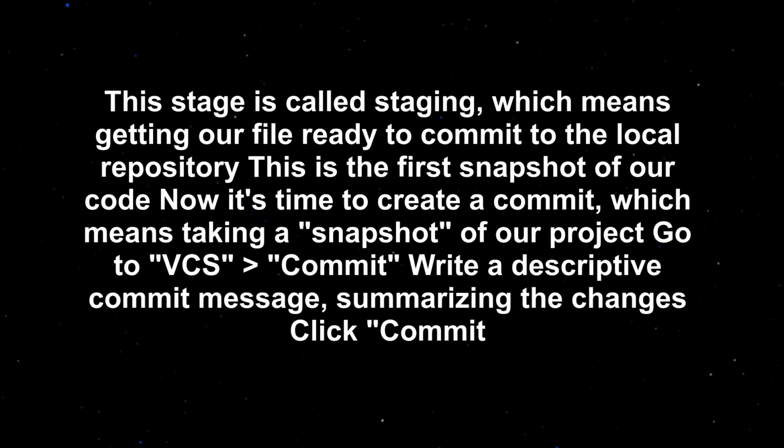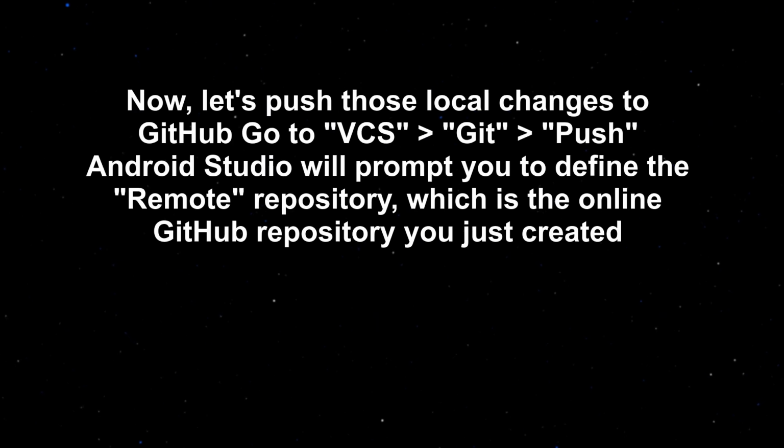Now it's time to create a commit, which means taking a snapshot of our project. Go to VCS > Commit, and write a descriptive commit message summarizing the changes. Click Commit. Now, let's push those local changes to GitHub. Go to VCS > Git > Push.